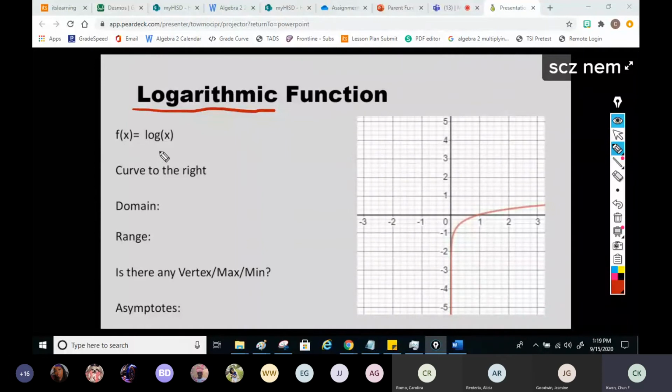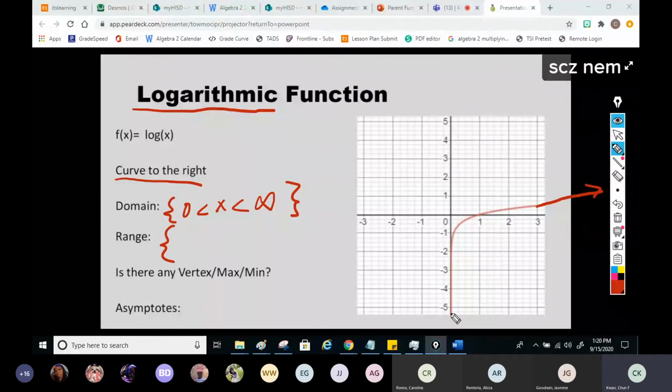So for the log graph, it curves to the right, and then it will keep on going to the upper right like this, further and further up. So for the domain of this graph, how far left is it going to go? It will go as far left as 0, but it will never reach 0. So we will put 0 less than x, less than positive infinity. That's your domain.